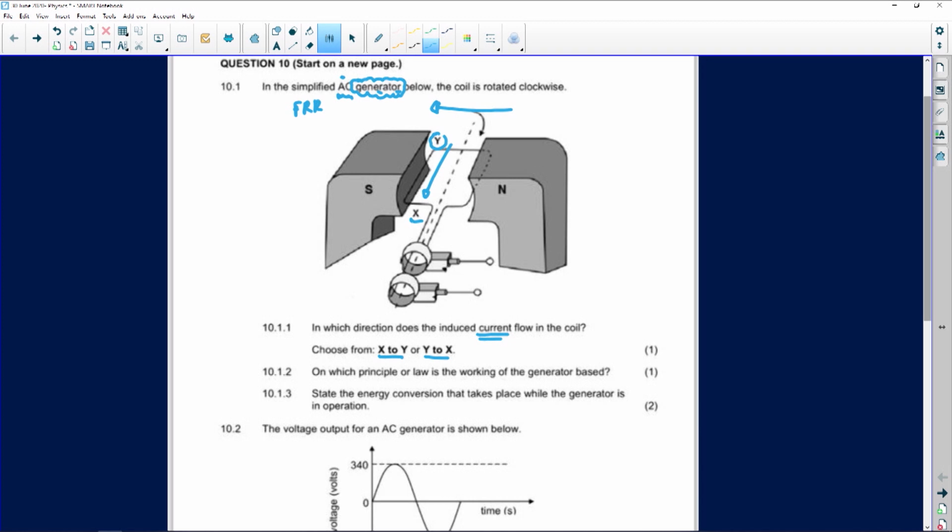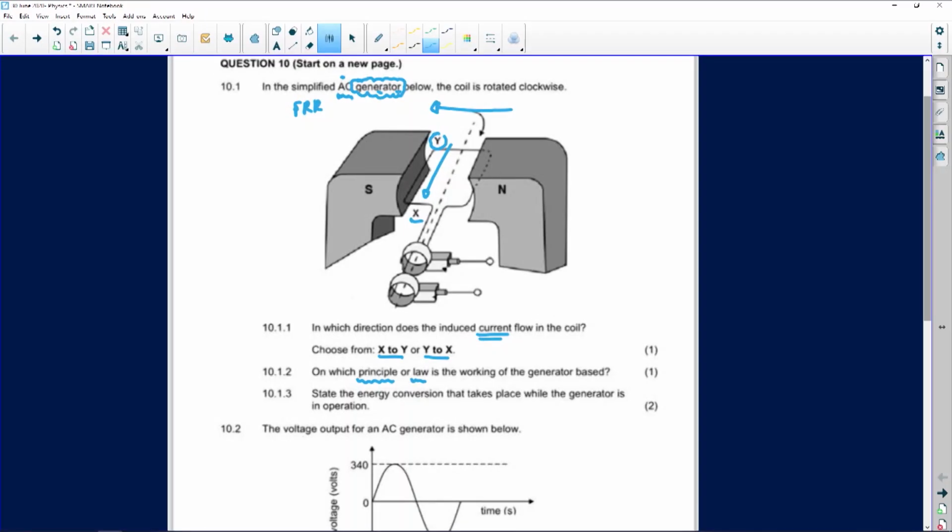So it says here, on which principle or law is the working of a generator based? Now guys, this is very, very crucial and very important. As you can think about it, in chemistry and physics, there's always a specific scientist that we always relate to in whatever topic that we're doing. For example, when we did momentum and Newton's laws, it was all about Newton's first law, second law, and all that stuff. So whatever we were answering, we were always relating it back to him.